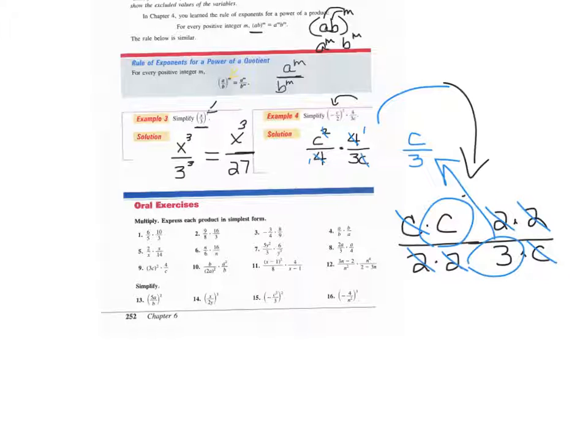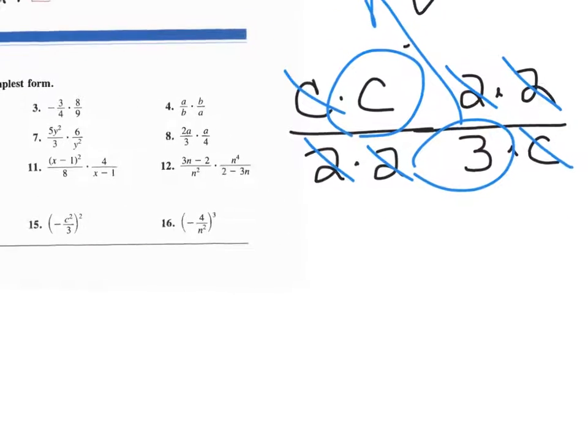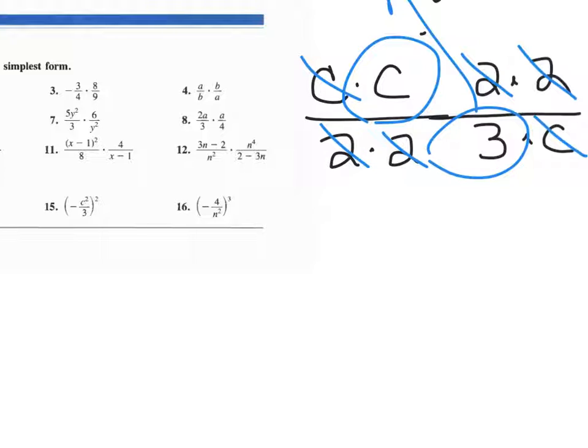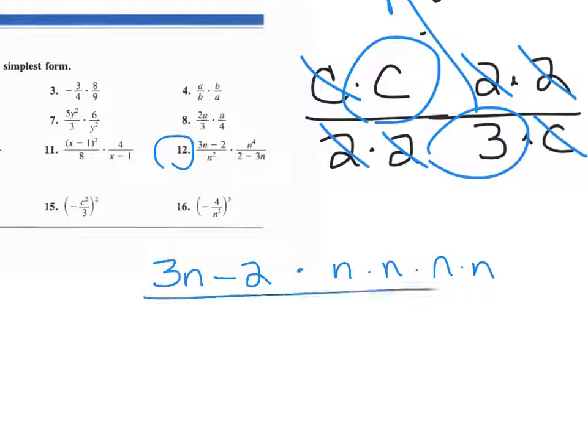Let's see if I can do another example here from the oral exercises. So the beginning ones are pretty simple. I know you've seen those before. So let me try one of the more challenging ones down here. Let's try number 12. So for number 12, I am going to take 3n minus 2. I can't factor anything there. The n to the 4th, again, if you like to do the factoring, I could do here n, n, n, n, and then here n times n for the n squared, and then times 2 minus 3n.